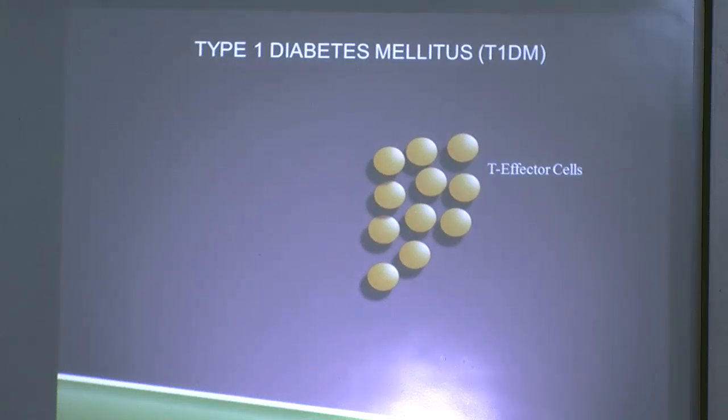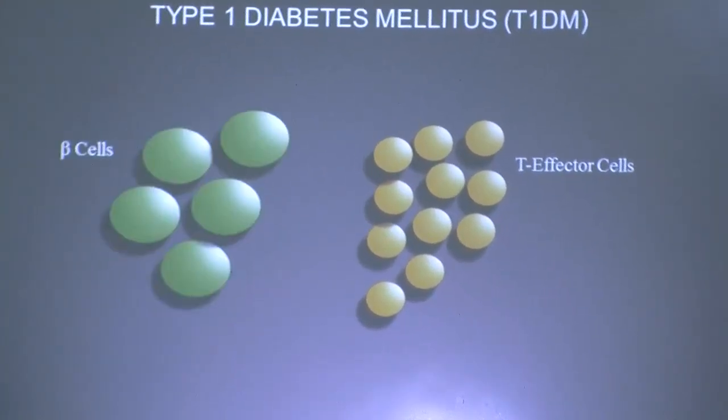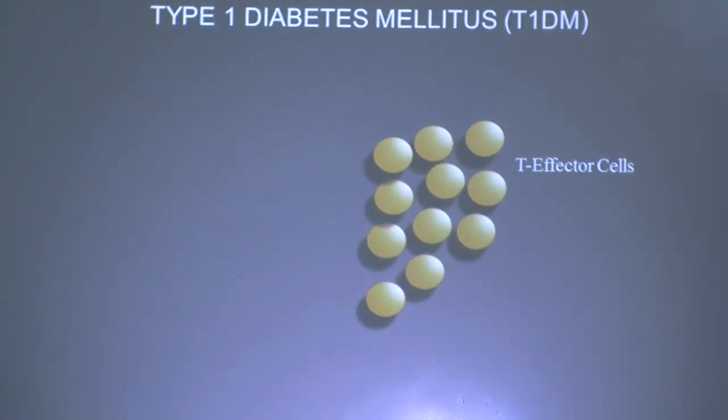So what is type 1 diabetes mellitus? Well, in a regular person, the immune system consists of T effector cells. So T effector cells target pathogens, release cytokines, which destroy pathogens. However, in type 1 diabetes mellitus, these T effector cells instead target pancreatic beta cells. They release cytokines and destroy beta cells.